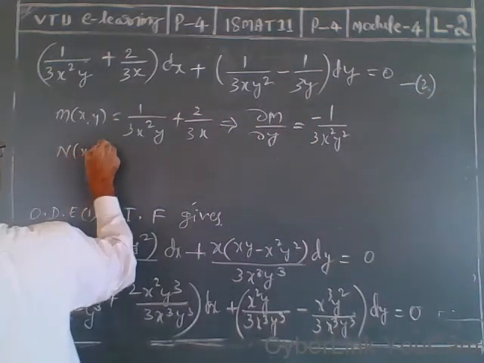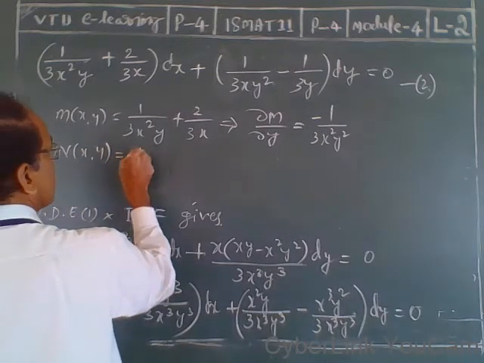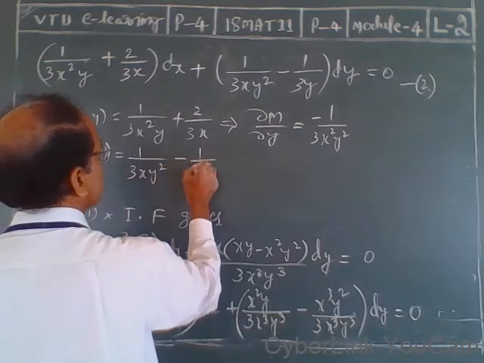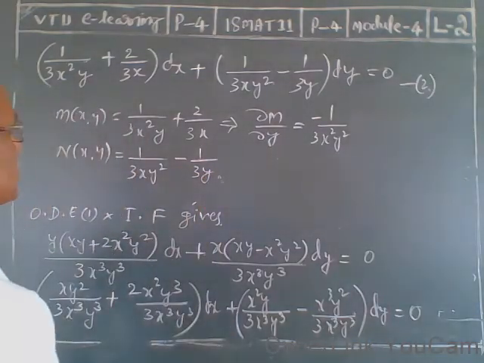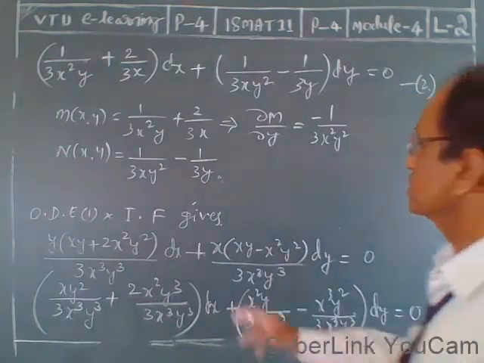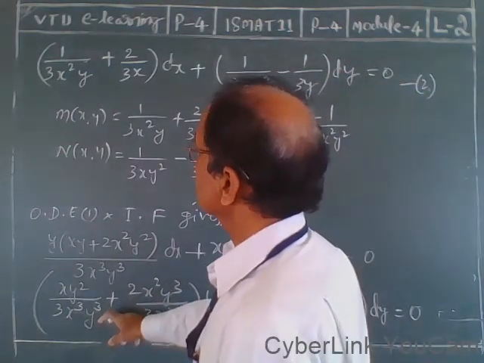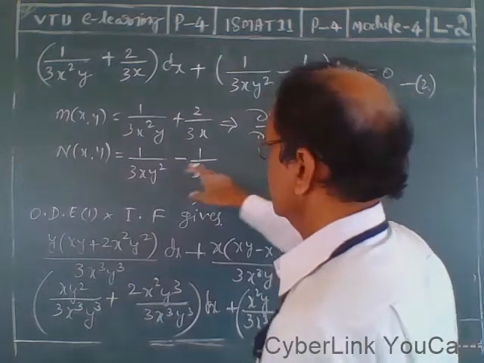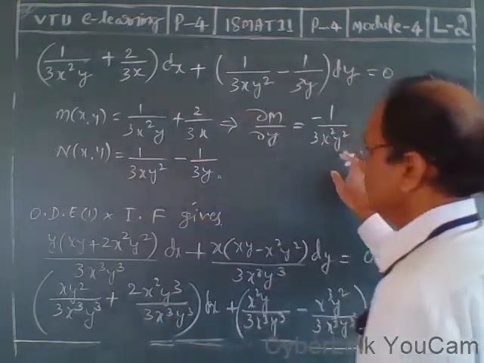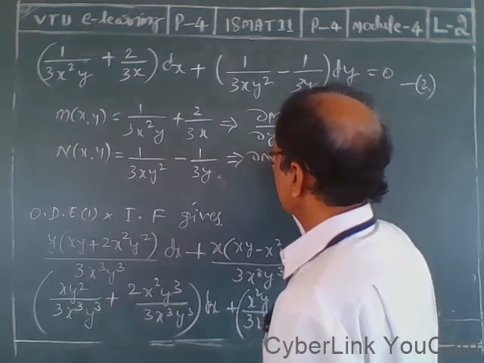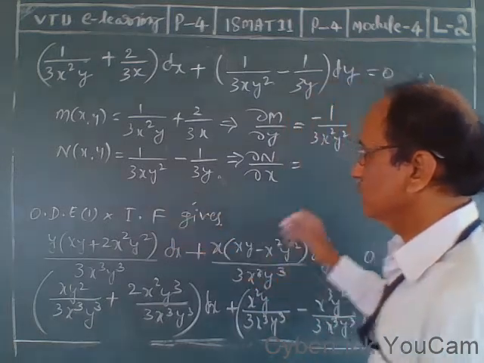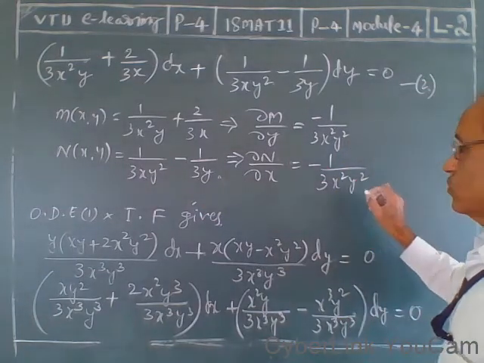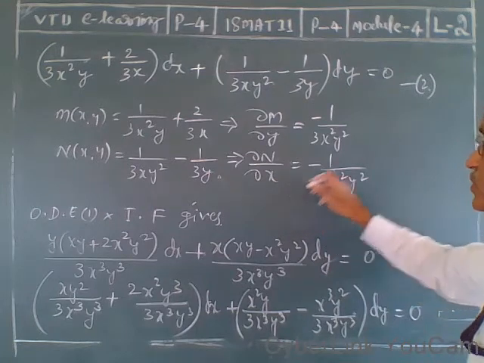And N(x, y) equals 1 by 3 x y square, and minus 1 by 3 y. So with respect to x, I think a minus sign we left somewhere. Let us check that. Here this is y with respect to this one, and this is with respect to x. This is 1 divided by 3 x y square, here x square y square. Then this gives the derivative del N by del x: minus 1 divided by 3x, if you take it to the numerator that gives minus 5, and then y square; the second term is 0 because we are doing differentiation with respect to x.